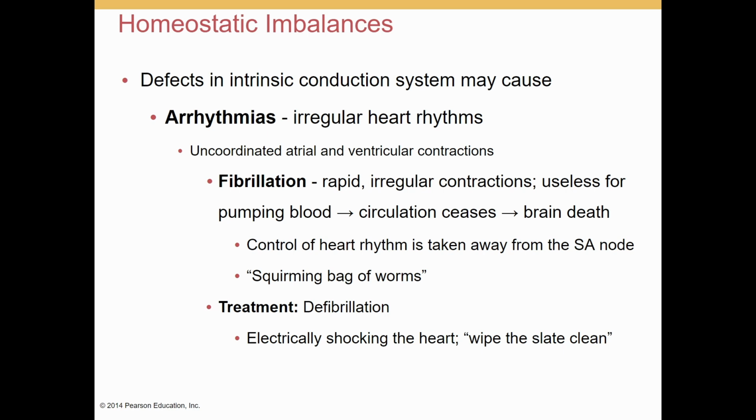Control of heart rhythm would then most likely have been taken away from the SA node, and that would produce this back and forth contraction of different parts of the heart, which would look like a squirming bag of worms. A treatment for fibrillation, a type of arrhythmia, is defibrillation, essentially using paddles to electrically shock the heart with the idea of wiping the slate clean and with the hope the SA node will be able to take over again as the heart's pacemaker.